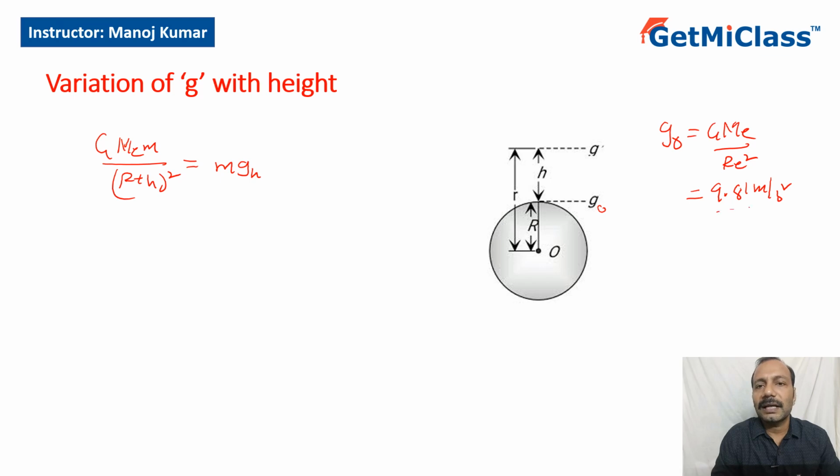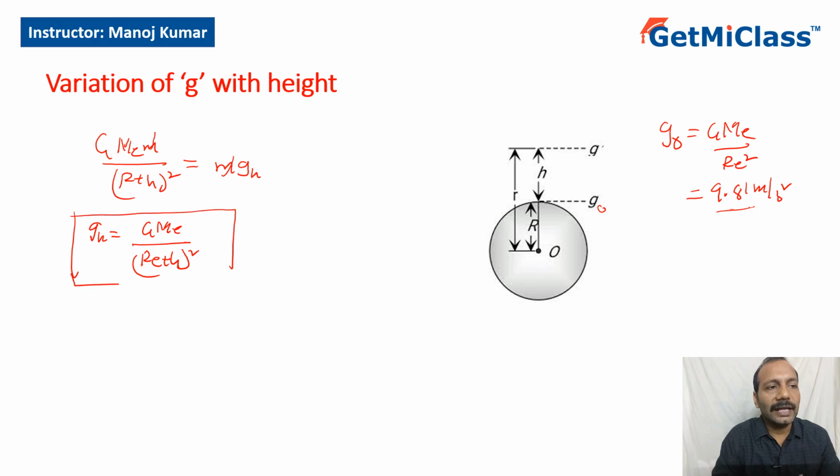So this is the approximate acceleration due to gravity at mean sea level on the surface of Earth. Now let's come back to this. g h is the acceleration due to gravity at a height h. So I'll just cancel these things. What would I get? I'll get g at a height h equal to G Me by (Re plus h) whole square. So this is the acceleration due to gravity at a height h.